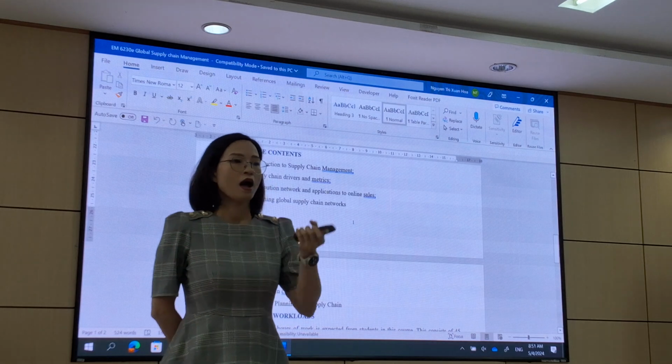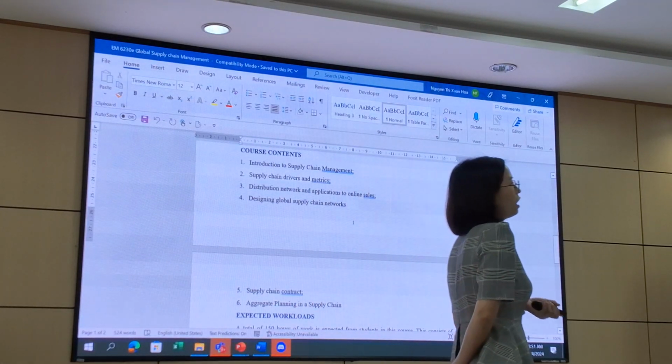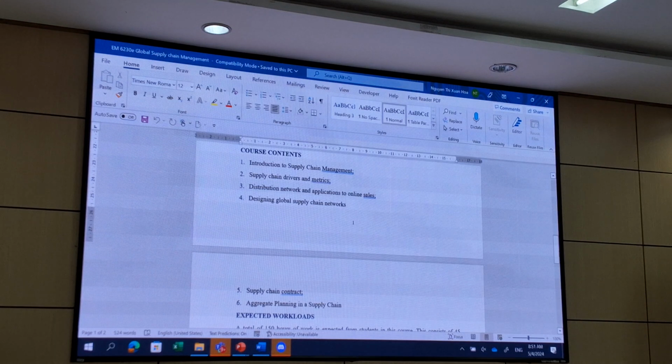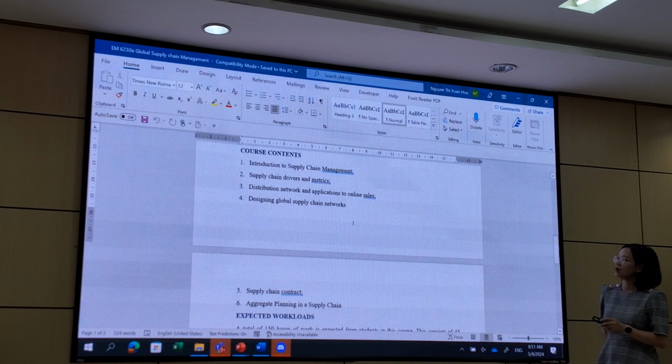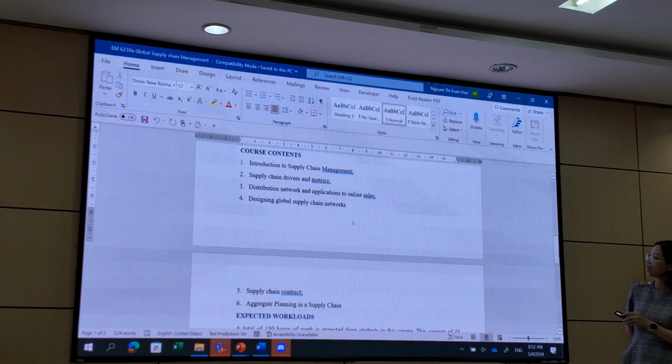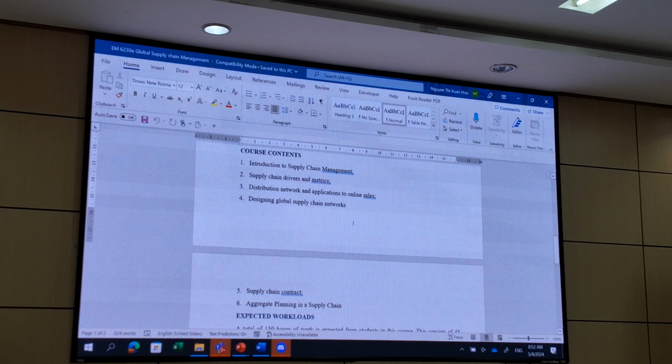For example, I said that, okay, our supply chain this year has some big improvement. So how about our KPI? We use some metrics to measure, right? So this is the second chapter. The third chapter, how we use the distribution network and application of online sale. So that is a new trend, currently a trend. How we build up, for example, we have many case studies on how to build up the distribution network.